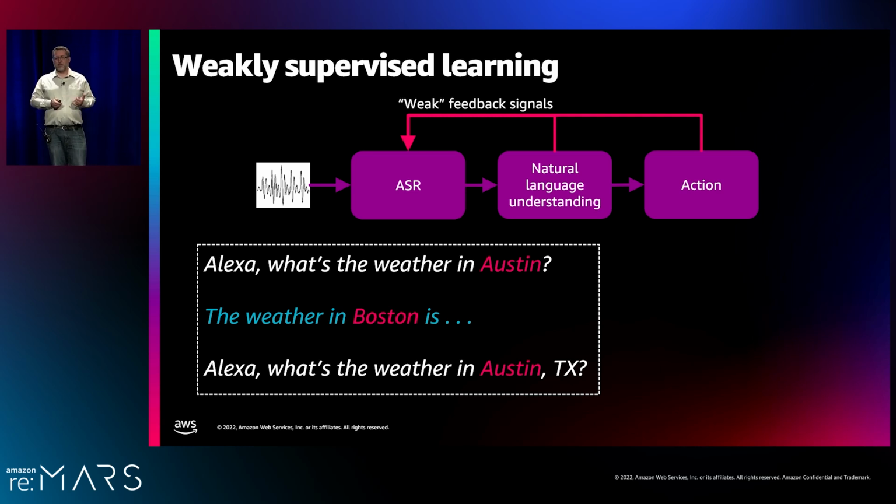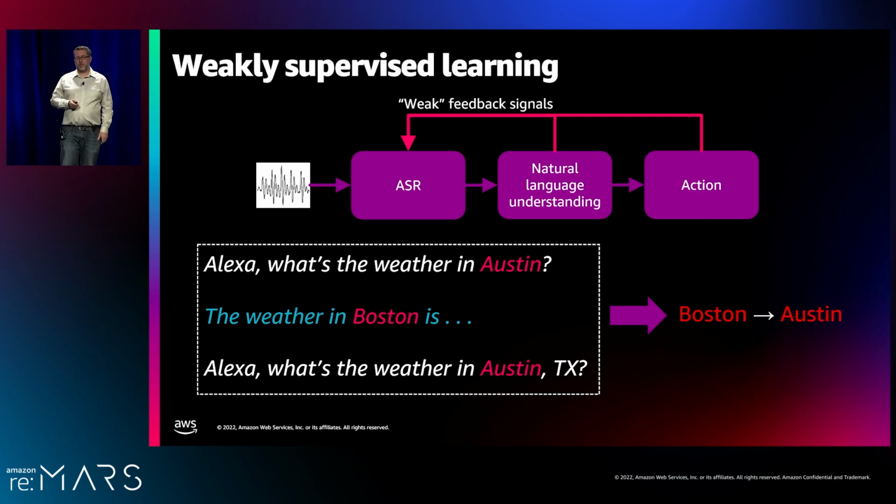The customer asked, what's the weather in Austin? And we misheard the customer and said, the weather in Boston is, and then the customer interrupted and said, no, Alexa, what's the weather in Austin, Texas? So now we have the additional context of Texas, so we know that they meant Austin. And we can use that to learn that audio that we heard wasn't actually Boston, it was Austin, and correct that error in the future.